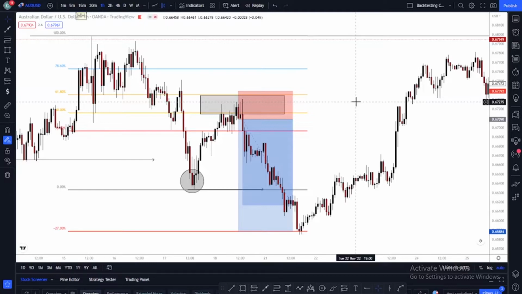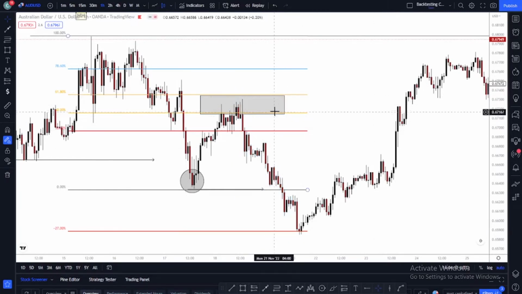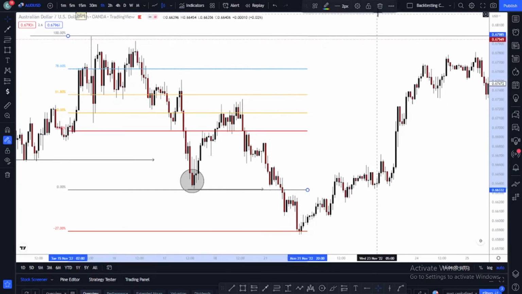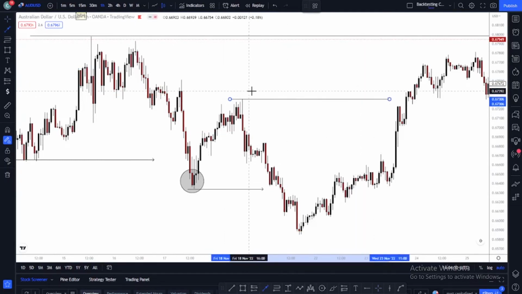Okay, so let me clear my chart so it becomes clean for you guys. Good. So this becomes my new lower high. Why do I say this becomes my new lower high? Because price went ahead and closed below our current lower low. So then this becomes our new lower high.